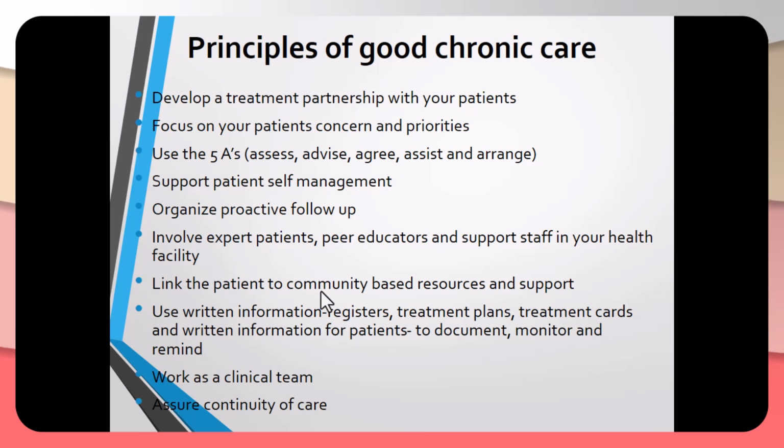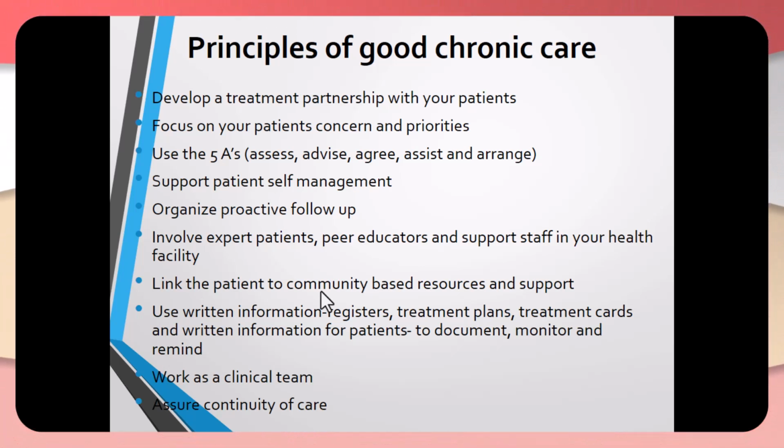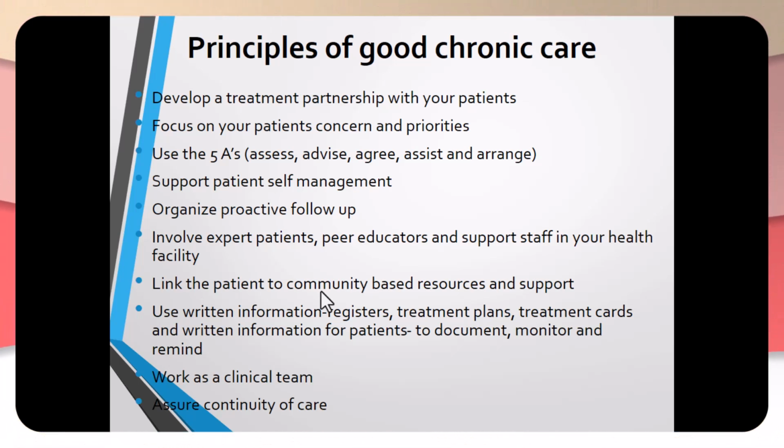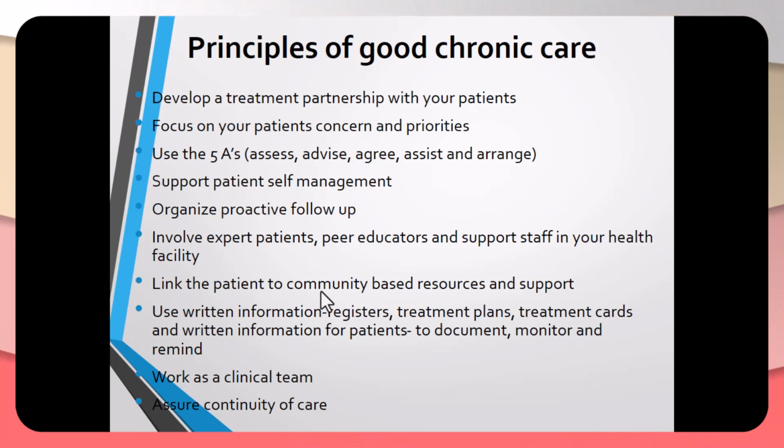What are the principles of good chronic care? You need to develop a treatment partnership with your patient. Focus on your patient's concerns and priorities. And then you use the 5 A's, where you have assess, advise, agree, assist, and arrange.